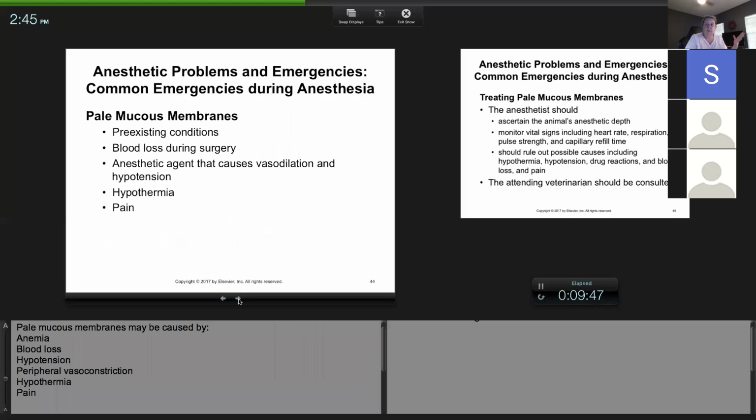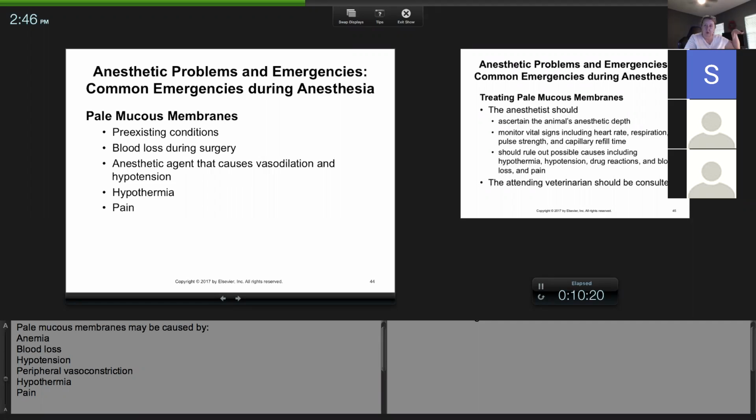Now, if they're pale, this is what's interesting: were they pale when they came in? If they were pale when they came in, then we have to determine, are they anemic? Did they lose blood? Do they just have really poor blood pressure? Or were they normal before surgery and now during anesthesia they're pale? So is it pre-existing, something you already knew about, or are they losing a lot of blood in the surgery?